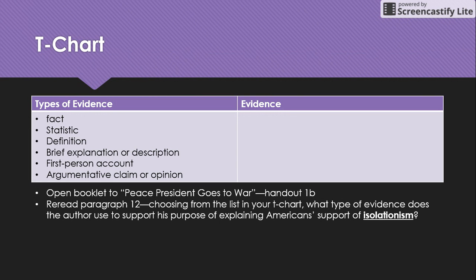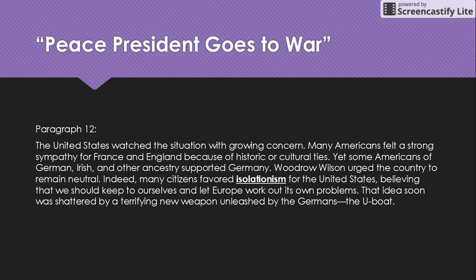So open up to The Peace President Goes to War, and I want you to reread paragraph 12. This is the one where it talks about isolationism. From the list you've got under your types of evidence, we're going to figure out what type of evidence the author uses to support his purpose of explaining American support of isolationism. If you don't have your notebook or can't find the right paragraph, this is the paragraph.